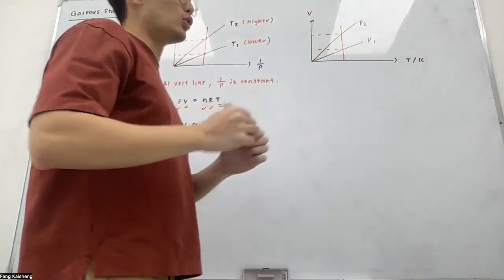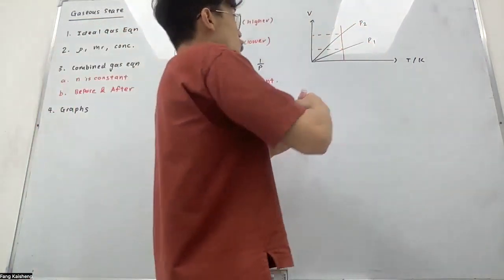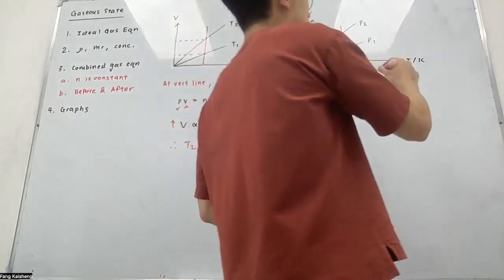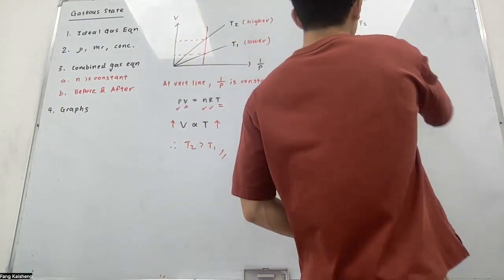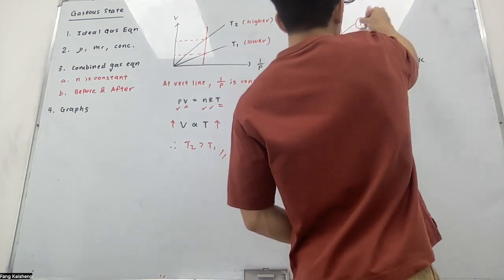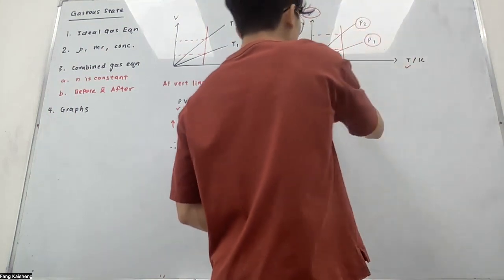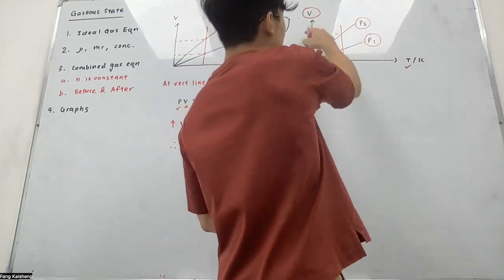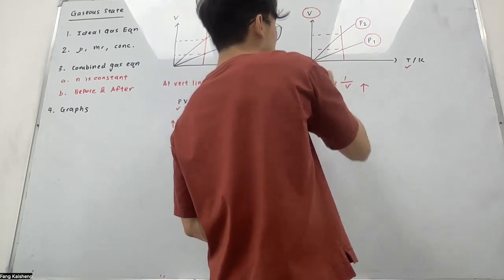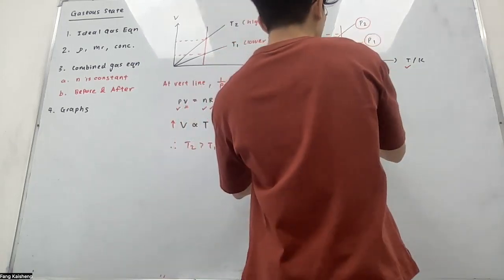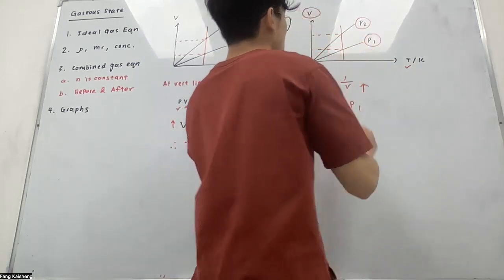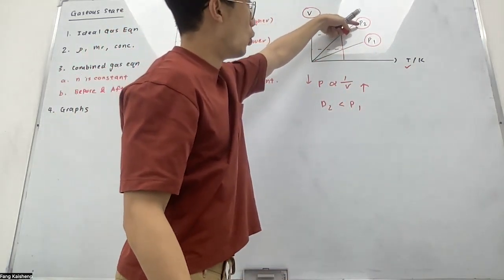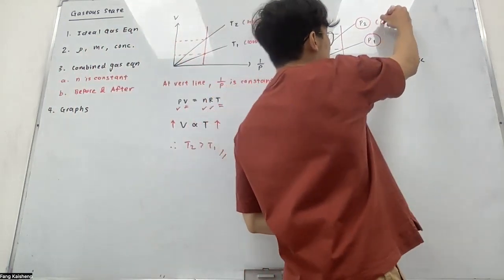Okay, so to make it even shorter, when you draw the vertical line in question 2, you're making which variable constant? T, right? So T is constant. You're just comparing V against T. So we know P and V are inversely proportional. So the higher the V, the lower the P. So that means P2 has to be lower. Does that make sense? The higher the V, the lower the P. So P2 is lower than P1.